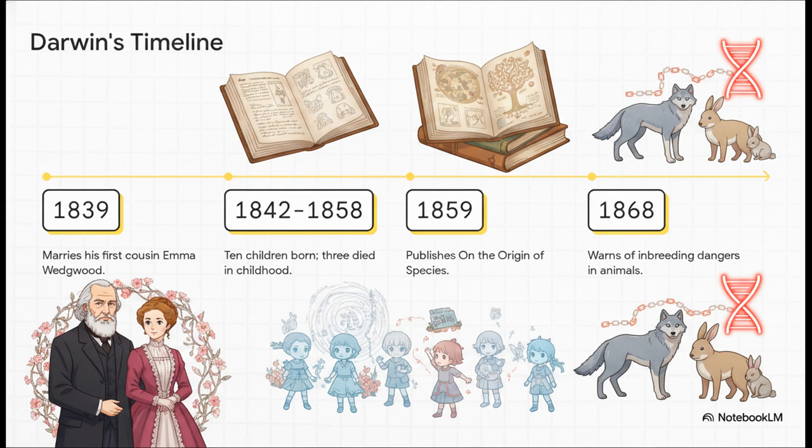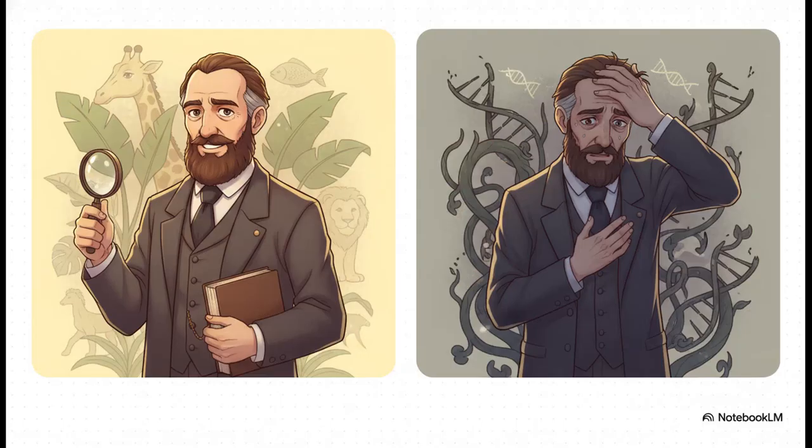Then, in 1859, he publishes On the Origin of Species. Yet incredibly, fast forward to 1868, he publishes a work explicitly warning against the dangers of inbreeding in animals, pointing out that close relatives produce degenerate offspring. And this right here, this brilliantly illustrates the tension.